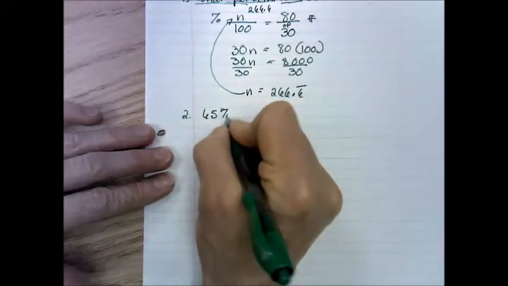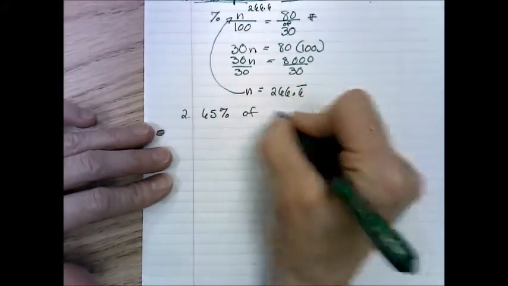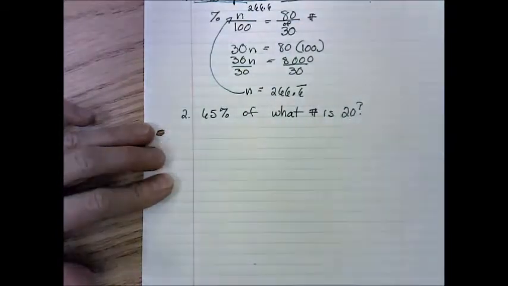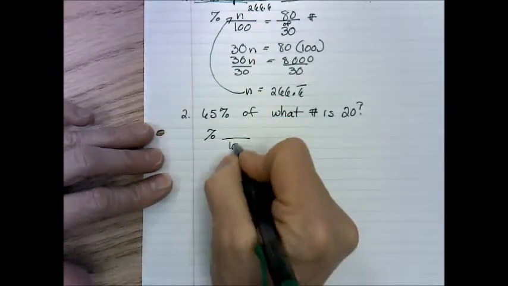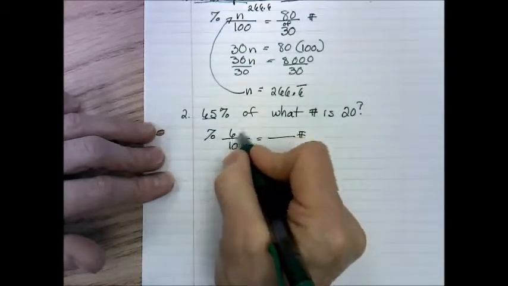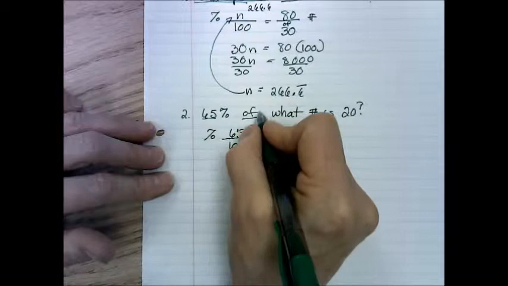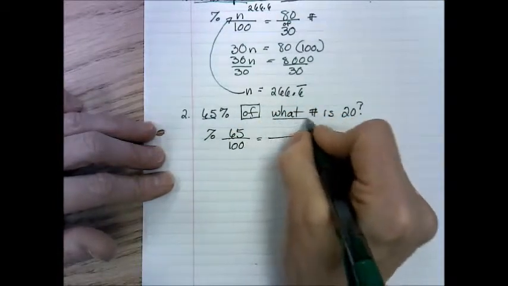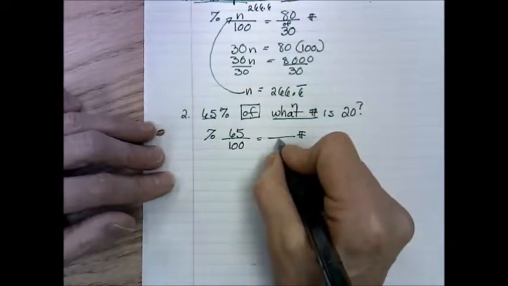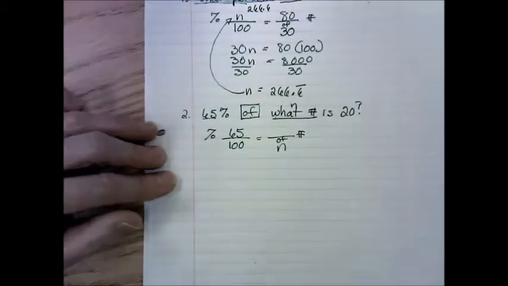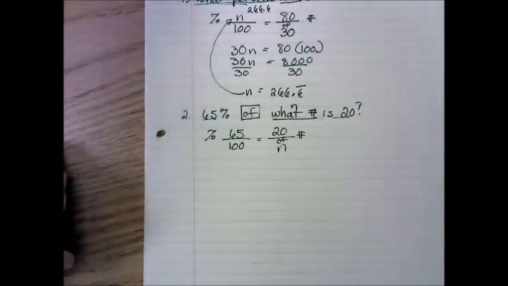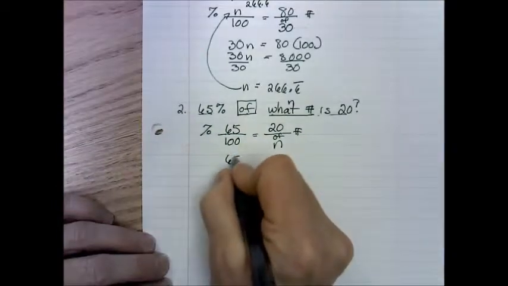What if we have 65% of what number is 20? All right, again, let's set up our skeleton. And 65%, obviously, has to go here. Here's that word of, and the term that follows of says what number, that would be your missing value. So putting the word of here means that n is the value in the denominator, and 20 is going to be your numerator.